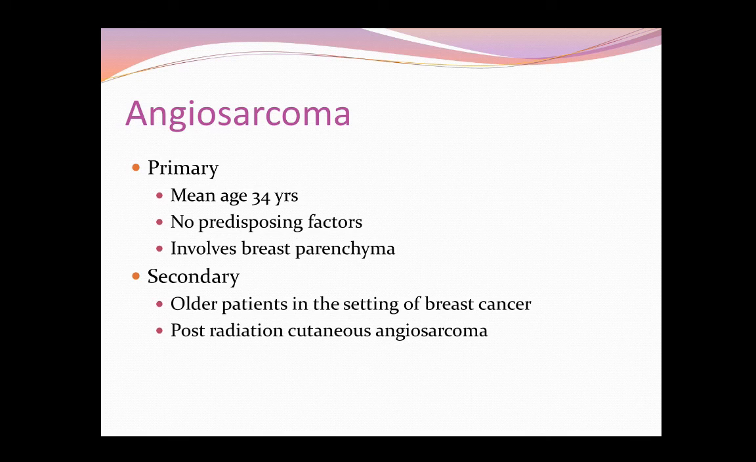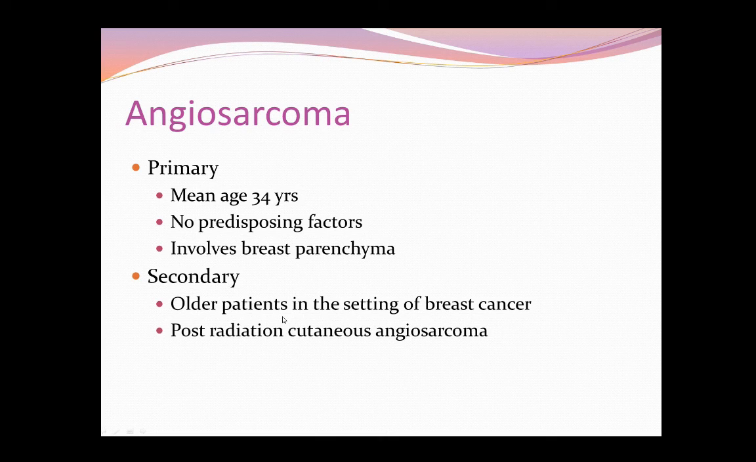So, in brief about angiosarcoma, they can be primary or secondary. Primary usually occurs in a younger woman, 30-ish, with no predisposing factors. It occurs in the breast parenchyma. The secondary is usually in an older patient who had breast-conserving surgery and received radiation, and that is most commonly a cutaneous angiosarcoma, unlike this one, which is in the breast parenchyma.